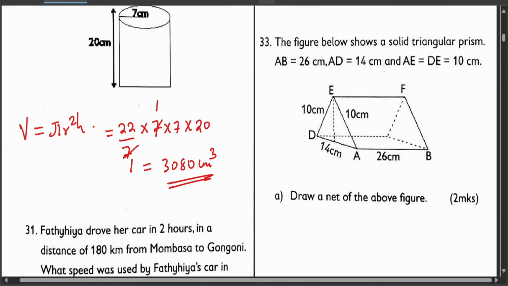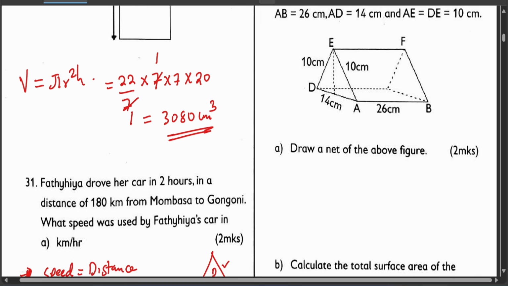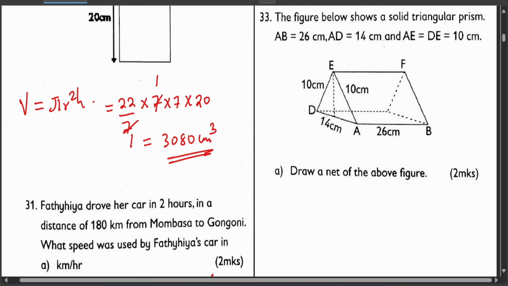Question 33. The figure below shows a solid triangular prism. AB equal to 26 centimeter, AD equal to 14 centimeter, and AE equal to DE, which is 10 centimeter. So draw a net of the above figure. Hii hapa nitumia ruler, na sina ruler for now, but you're supposed to use a ruler for questions like this. So draw a net of the above figure, which should be something like this.